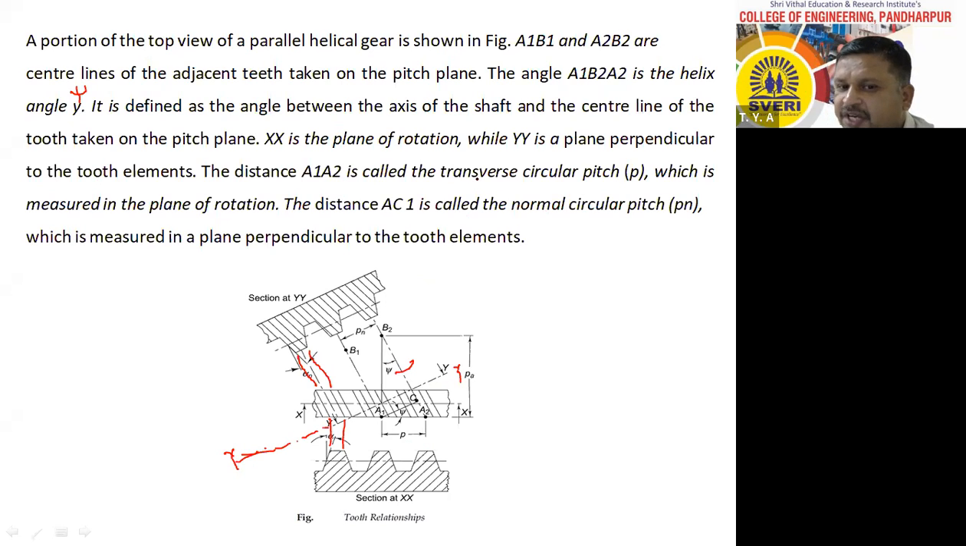The distance A1, A2 is called the transverse pitch P. This horizontal distance A1, A2 is known as transverse pitch P, which is measured in the plane of rotation. The distance A1C, see that this distance is there. A1C distance is called normal circular pitch.